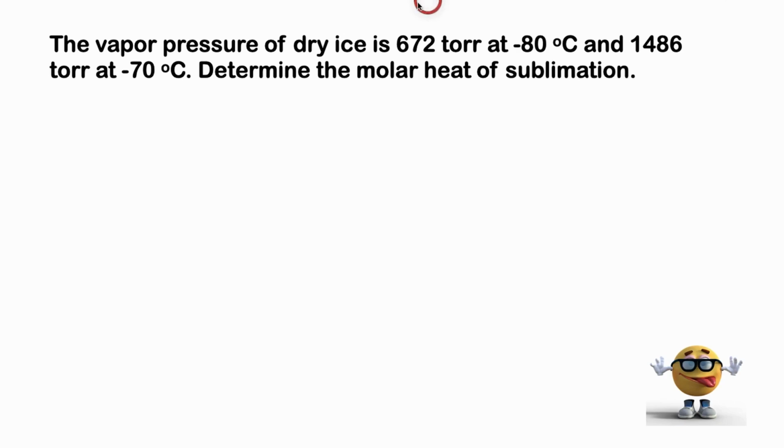Hey, what's up, y'all? We're going to solve a common exam problem using the Clausius-Clapeyron equation, and this is it. The vapor pressure of dry ice is 672 torr at negative 80 degrees Celsius and 1486 torr at negative 70 degrees Celsius, and the question is asking us to determine the molar heat of sublimation.